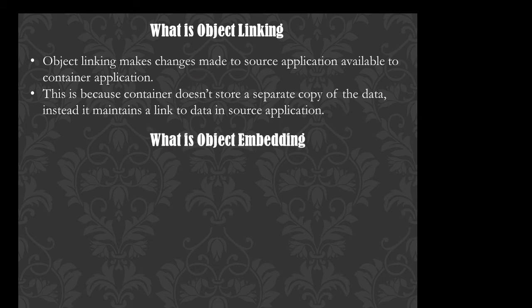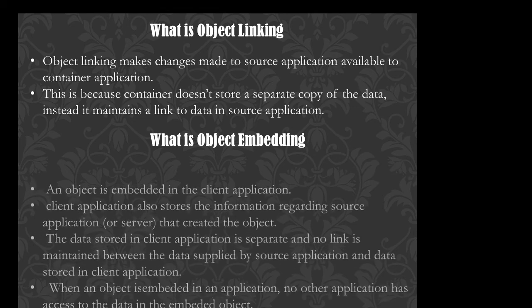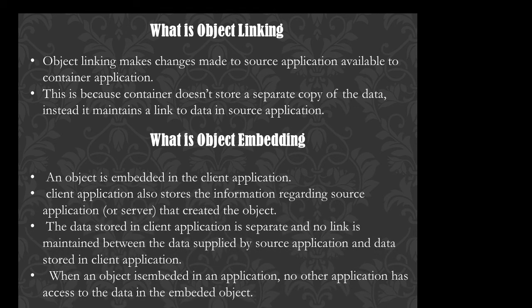Next one is object embedding. Object embedding means an object which is embedded in the client application, so it retrieves the data from your source application. In object linking, it just provides a link, that is, where the data should be stored. The copy of the data is in the source application only, so we move there to get the information or to perform any modifications on that data.